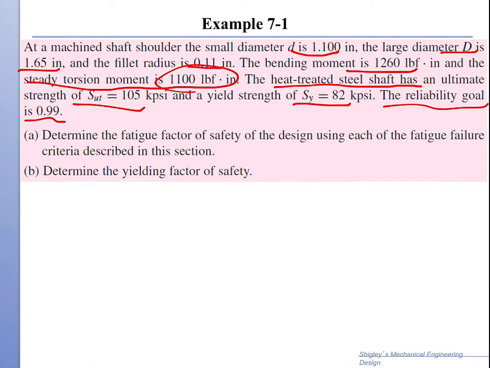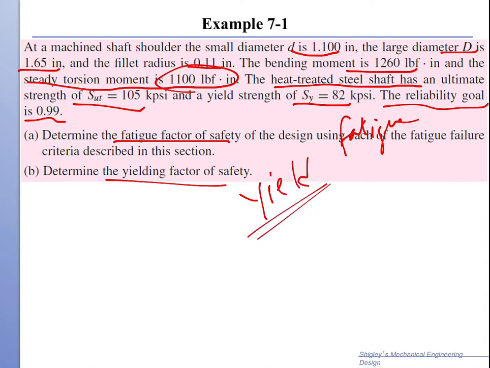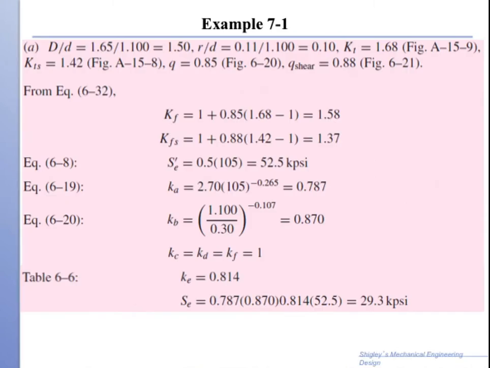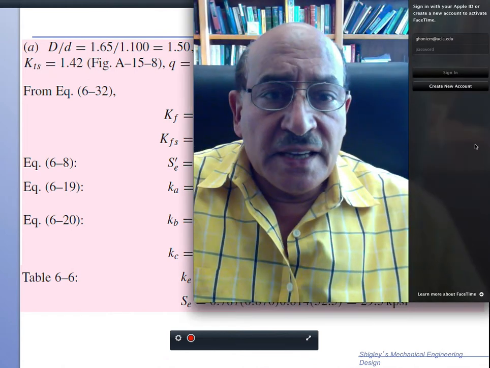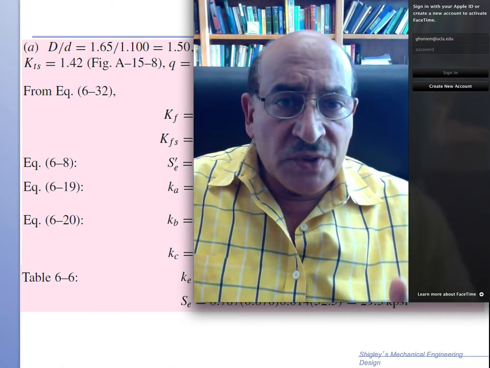So what we'd like to do is find the factor of safety for design, and we want to determine the yielding factor of safety also. So we want to design for fatigue, and we want to design it for yield. Two conditions here for this design. So we will start by looking at the process that we will describe here, which is that we want to design it for an infinite life.